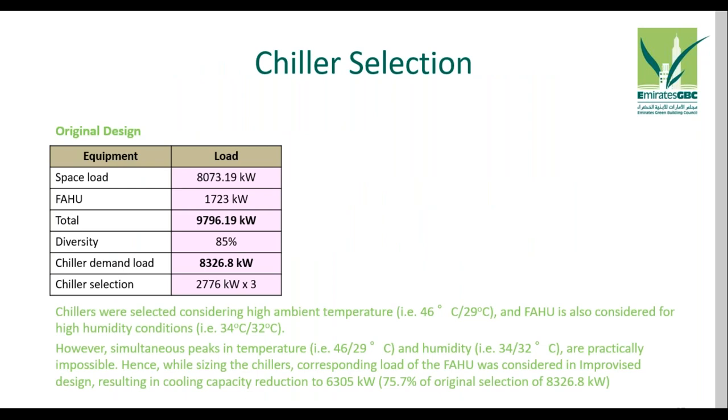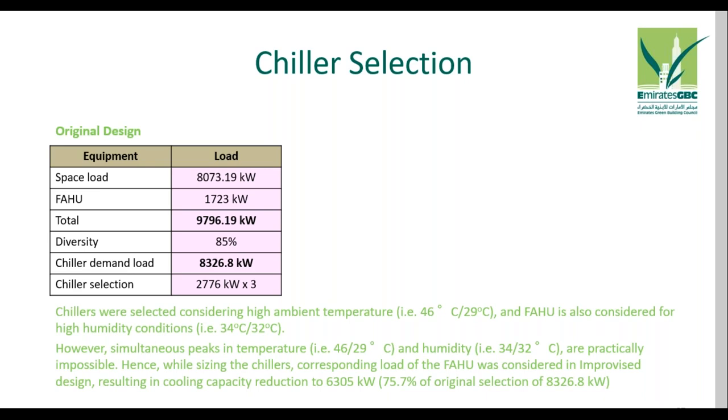So in the original design with diversity, we established the space load in the range of 8326 kilowatt. The breakup of the load was space load of 8000 kilowatt and fresh air load of about 1700 kilowatt. Now, when we talk fresh air selection, we talk of two parameters. We talk about 4629, which is high ambient or high sensible. Second, we talk about high humidity, which is 3432. All authorities, even the municipality, ask for selection of FAHU at 3432.